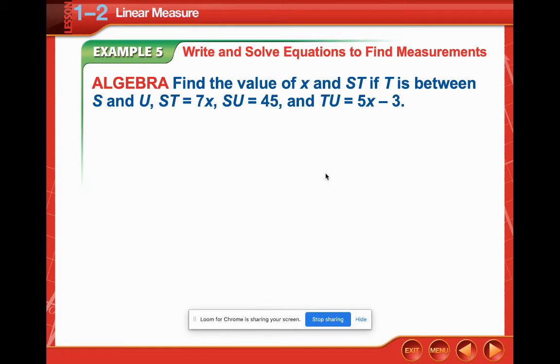So find the value of X and ST if T is between S and U. ST equals 7X, SU equals 45, and TU equals 5X minus 3. All right. So this is probably going to look super duper confusing.